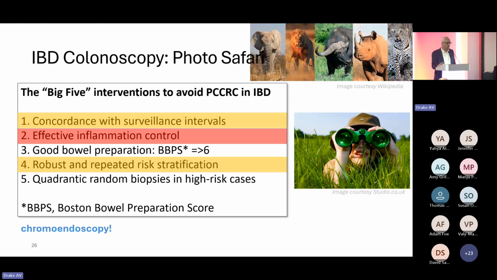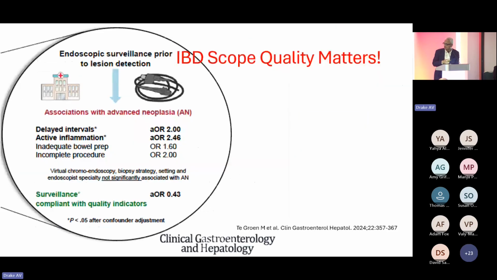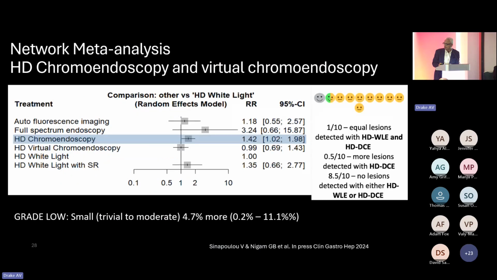Let's talk a little bit about chromocolonoscopy. I will talk a bit more about this tomorrow afternoon at the IBD session. But if you look at, should we be doing high definition chromocolonoscopy? We've published a separate network meta-analysis on this. And the answer is yes, we should. Is that what's going to make the most difference?